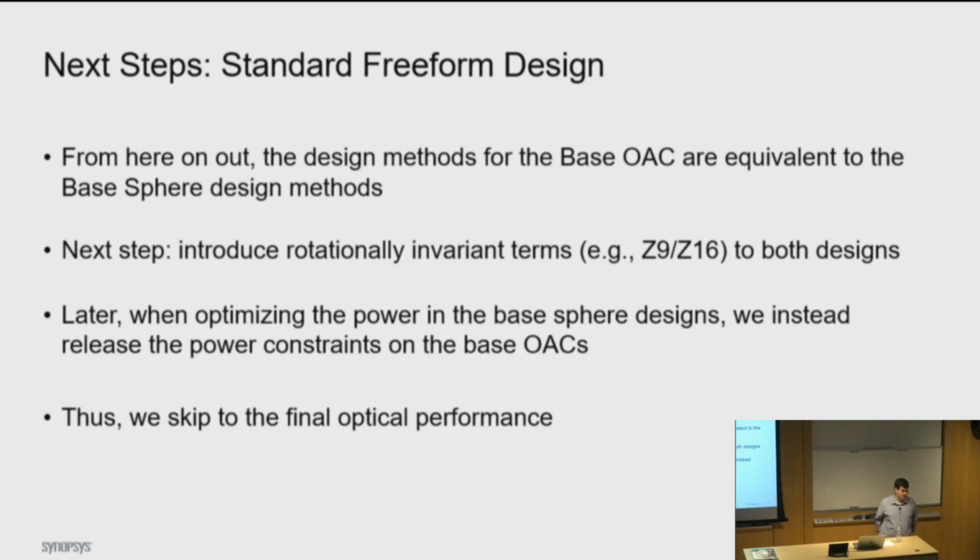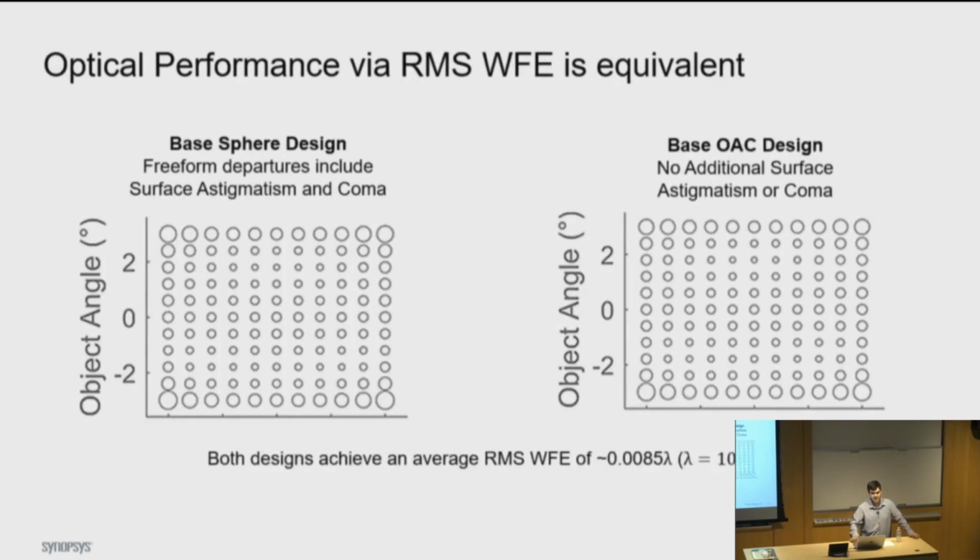After that, we would then optimize the power in the base sphere design, which is the point at which we would release the effective curvature in the base off-axis conic design. But essentially, these steps are, again, equivalent. So our design process is the same for the benchmark as it is for the off-axis conic design, so we'll just skip to the end there. And here is the optical performance full field displays at the end. Both of these two designs achieve an RMS wavefront error of about 0.0085 waves at 10 microns. This is the goal that we were hoping to achieve.